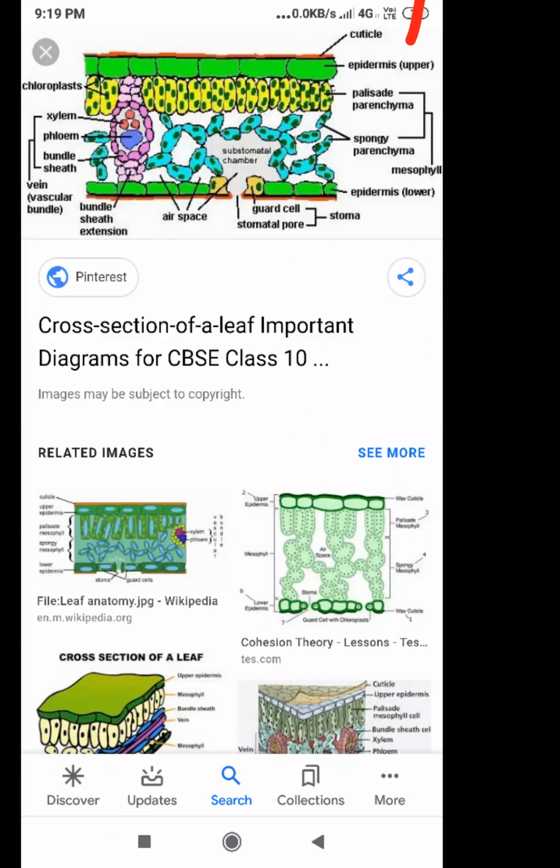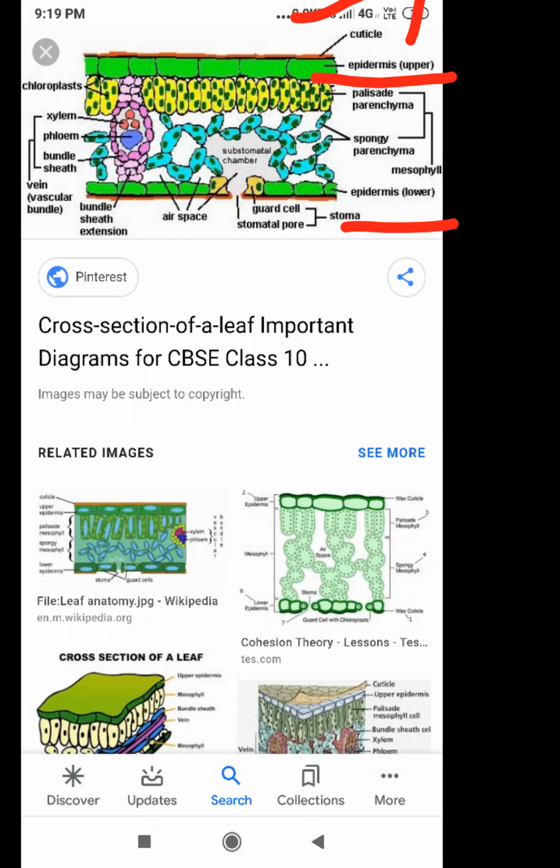So this is the internal structure of the leaf. Here we have the upper epidermis and lower epidermis. The upper epidermis is covered by a protective waxy layer called the cuticle. It prevents dehydration in the leaf. It does not allow water to escape from the leaf. That is the function of the cuticle. The epidermis is the outer layer of the leaf.